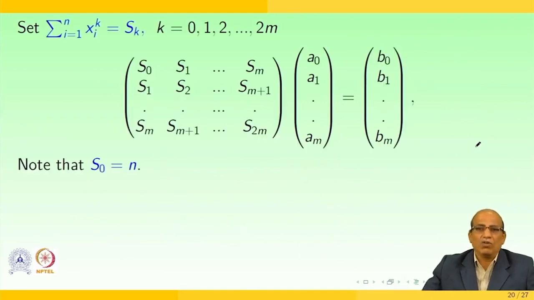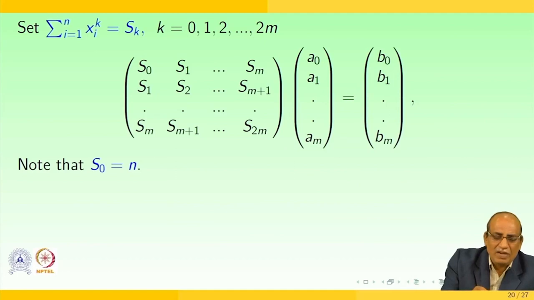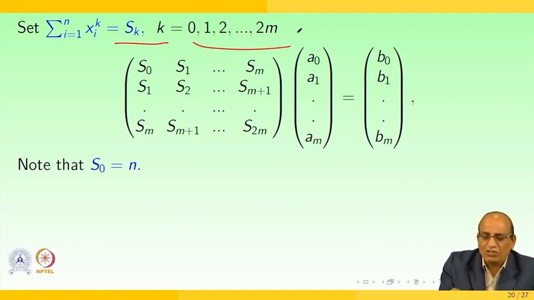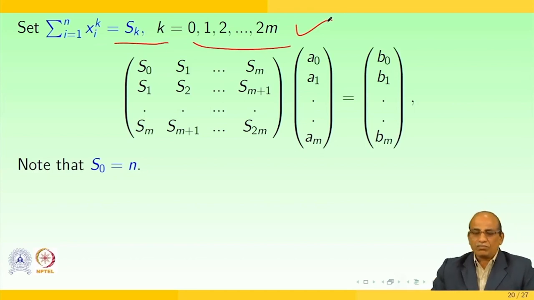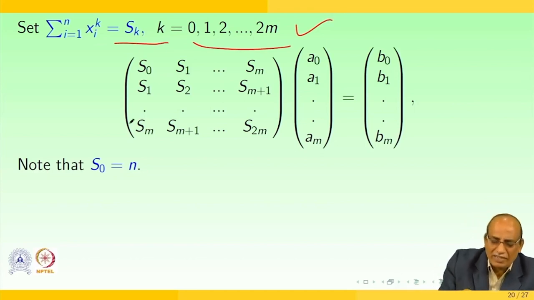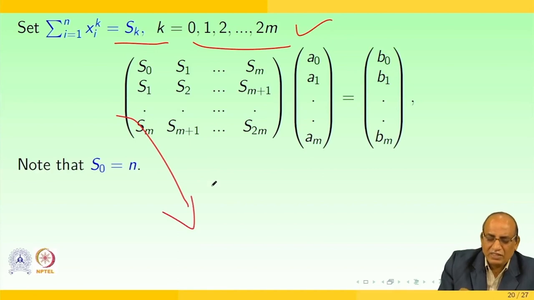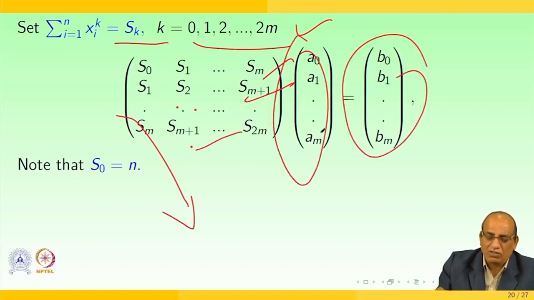Well, you do have this equation: the summation over i from 1 to n of x_i^k is equal to s_k, where k is equal to 0, 1 to n. So, what is the matrix over here? The matrix over here is s0, s1, s2, sm; s1, s2, s3, sm plus 1; sm, sm plus 1, sn. And this is the unknown vector, this is the known vector.